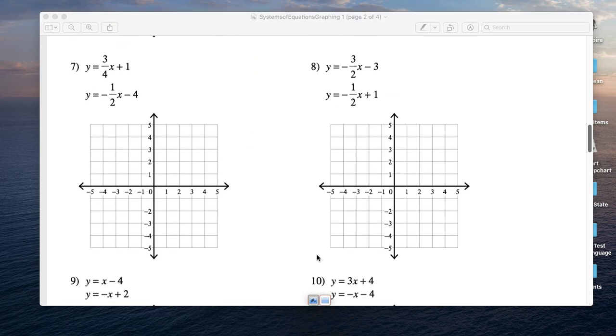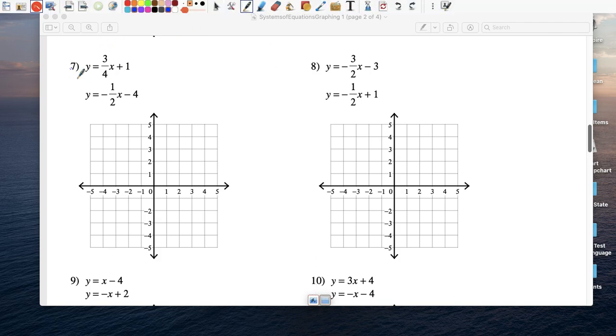I'll do 7 and 10. So these ones, they're already in slope-intercept form. What do I mean? That the equation here is already in this format, y equals mx plus b, where we can easily recognize the y-intercept, and we can easily recognize the slope. Right? It's right there in front of you.